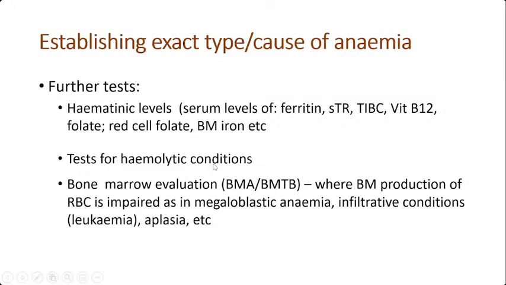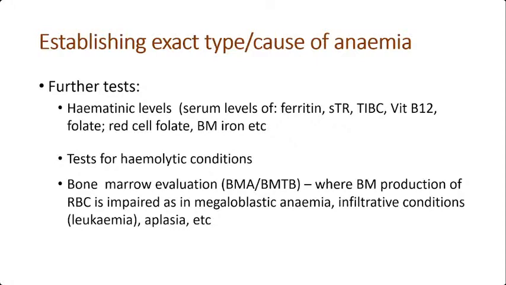We may need to do tests for the hemolytic conditions, and you'll have several lectures on hemolysis and the tests if we suspect it's sickle cell disease or spherocytosis, etc. And you may even need to do bone marrow evaluations. This is the bone marrow aspirate and bone marrow trephine biopsy. And this is where we look at the production of the red blood cells, which may be impaired as in megaloblastic anemia or the infiltrative conditions like the leukemias or your aplastic anemias.